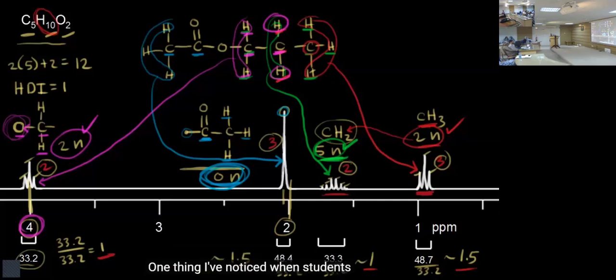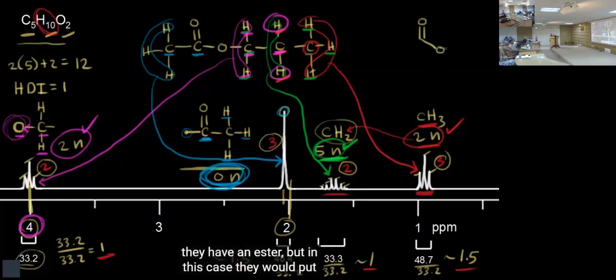One thing I've noticed when students get a problem with an ester, sometimes they reverse the ester. Let me show you what I mean. I've seen a lot of students do this on exams. What they'll do is they identify the fact they have an ester, but in this case they would put the methyl group on the oxygen and then draw in the rest of the molecule over here. So we had 3 carbons, so 1, 2, 3. And they'll put this down for their answer on the test.